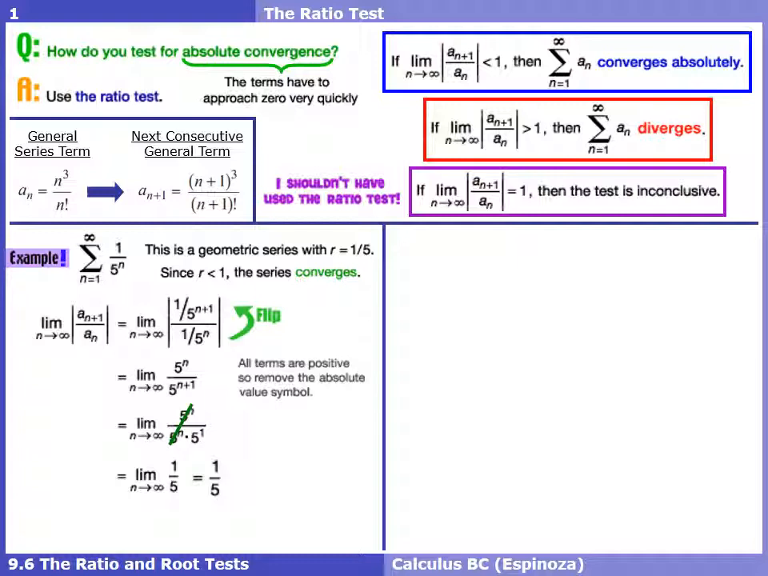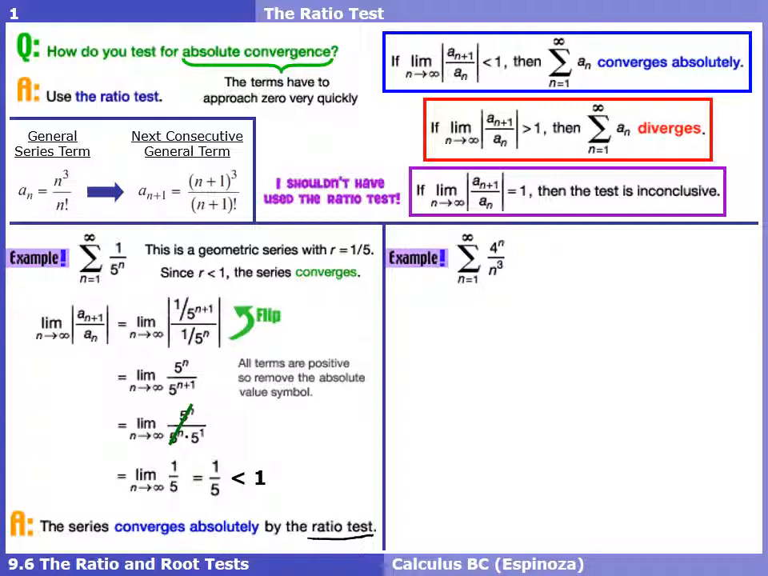So careful, that's not really the final answer here, but what we want to do is take that answer and interpret it. Since we got a number that is less than 1, we know because of this ratio test that this series converges absolutely. And again, we need to state what test we used. So we're going to say that the series converges absolutely by the ratio test, which we already knew, but we're now verifying that because, of course, this was a geometric series.